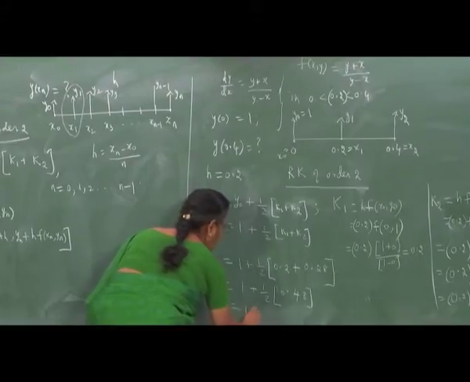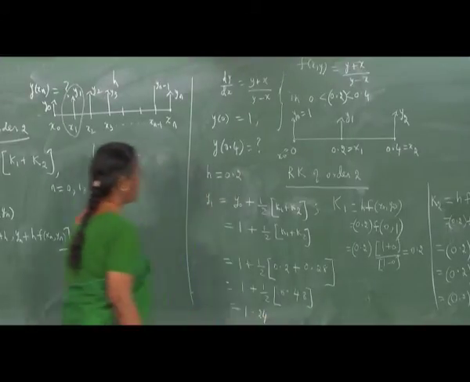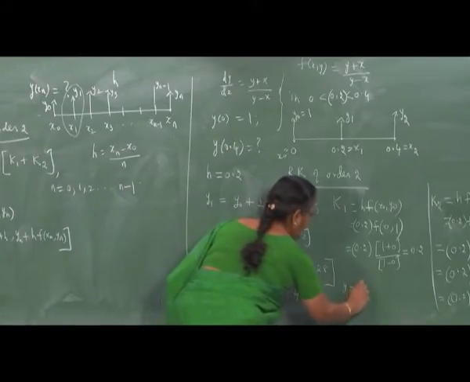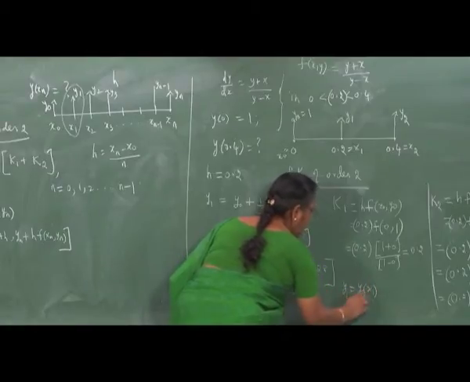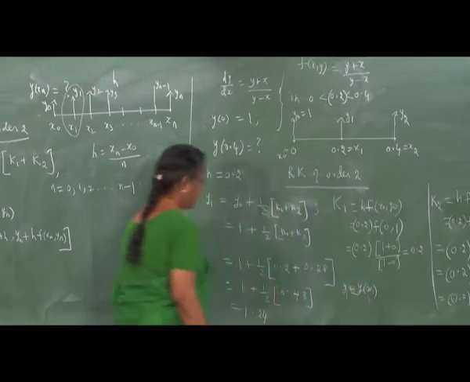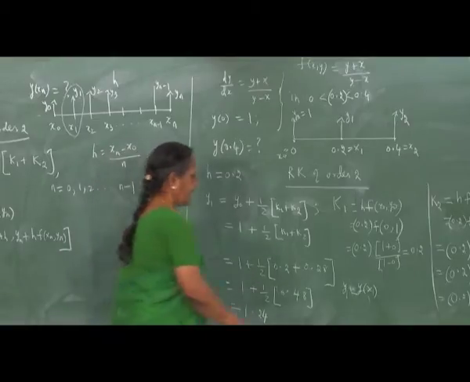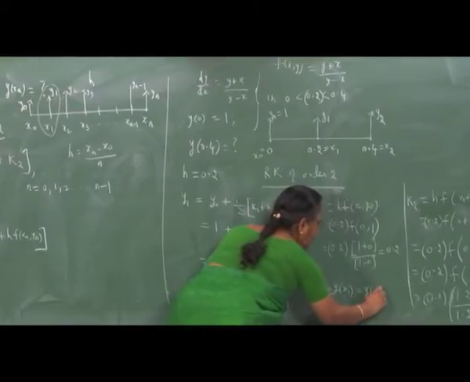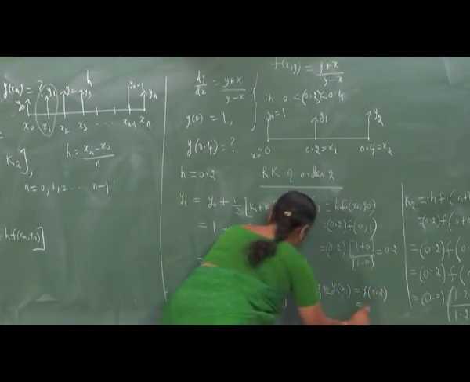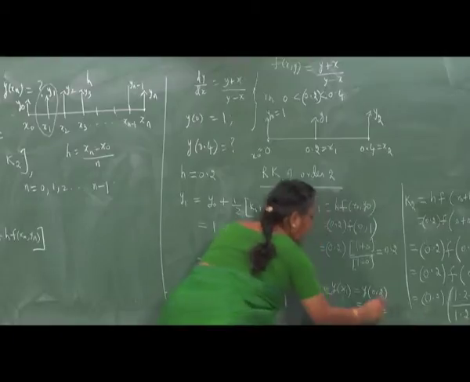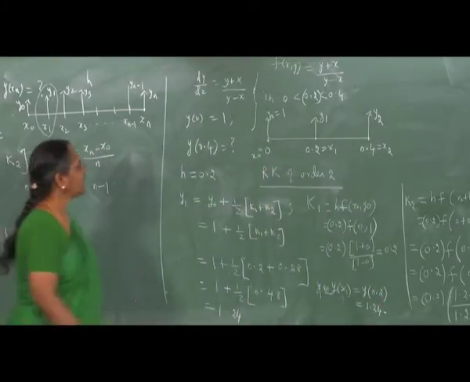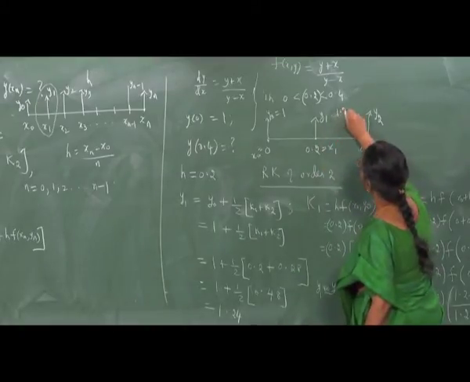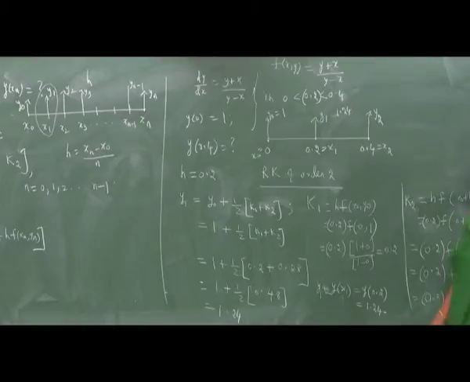So, it will be 1.24. So, it tells you that the value of y at x1 is approximated by this y1, and that is going to be the value of y at 0.2, and it is given by 1.24. So, you have obtained the solution at this point x1, and the value here is 1.24.